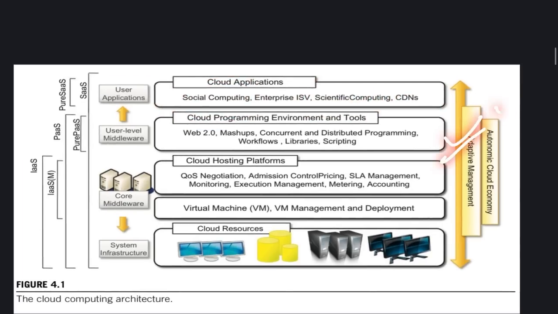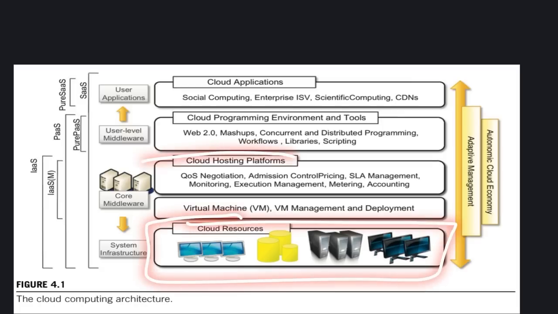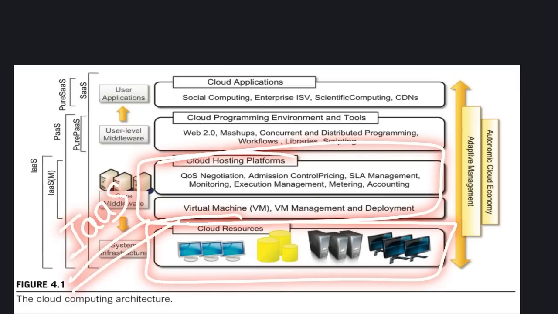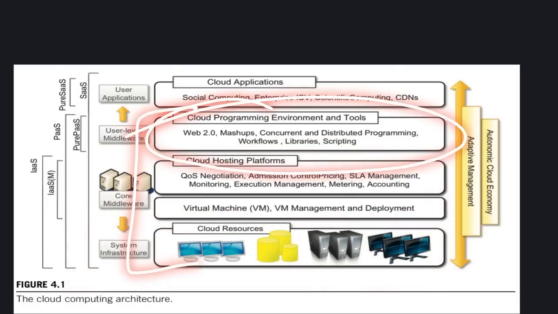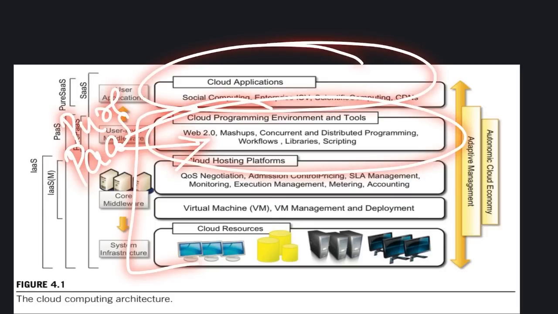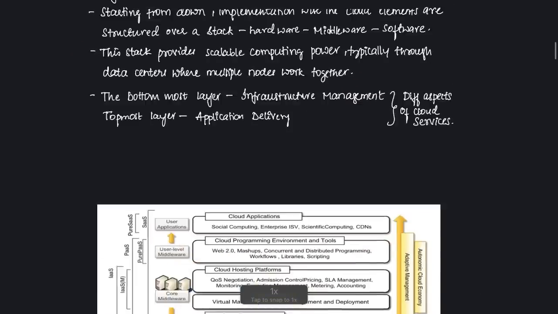So adaptive management and autonomic cloud economy are supported at various levels of this architecture. If you are trying to group this individually, so if you consider just this part, you can consider it as infrastructure as a service. Next, if you are considering this entire thing, here you have the platform also being specified. So here it is pure platform as a service, this part. And if you are considering this, it is the pure software as a service part. So this was about the first question.